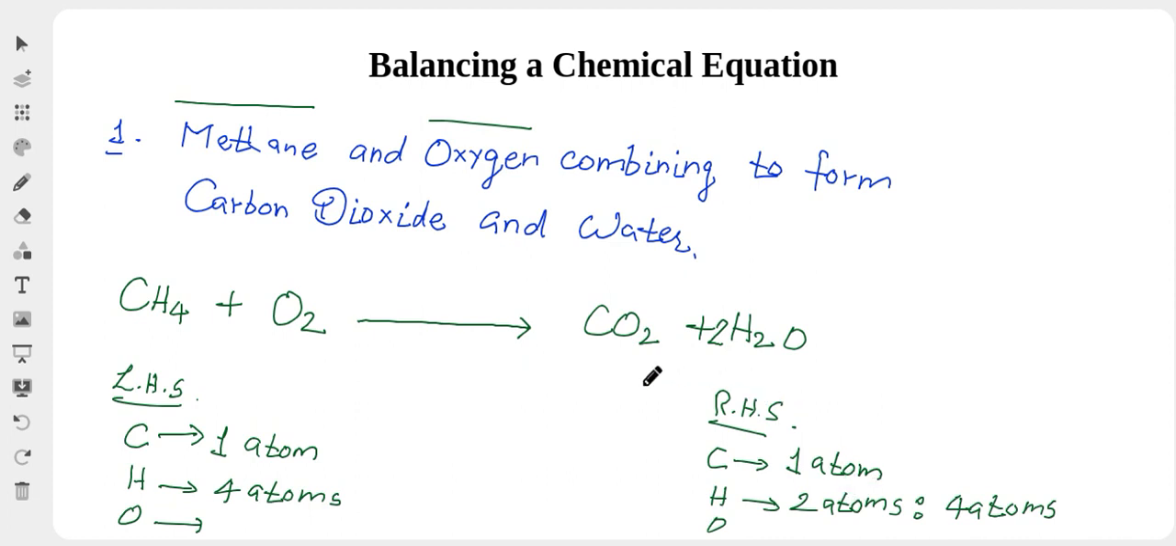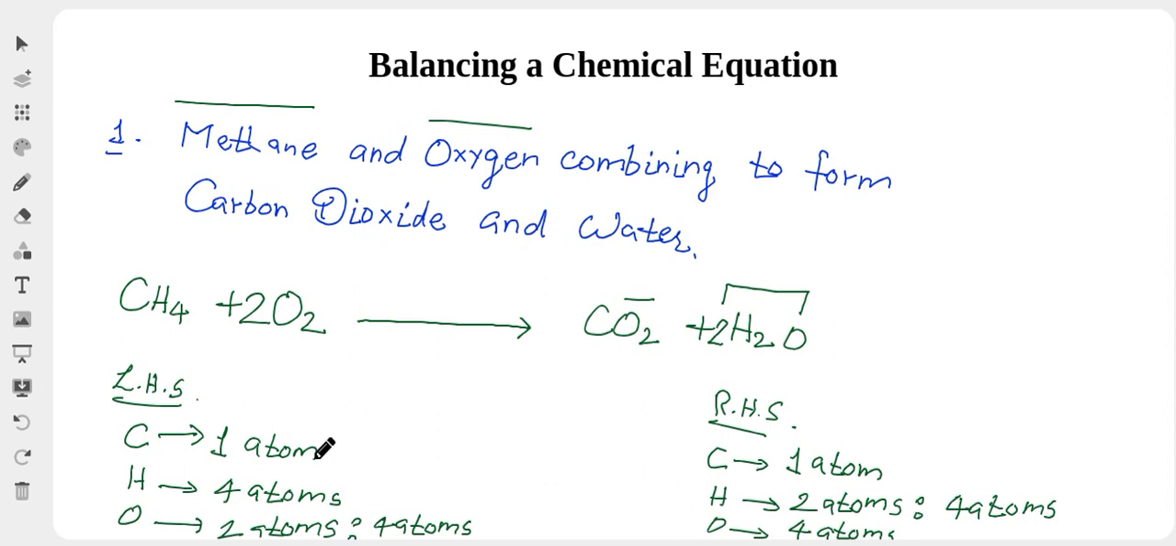Now how many oxygens do we have? We have 2 atoms of oxygen here. And what about the other side? We have 2 atoms of oxygen here and 2 atoms of oxygen here, so 2 plus 2 is 4 atoms. So look at this, these are also unbalanced. To make these oxygen atoms 4 on the LHS, I am going to multiply this by 2, as you can see. So this will also become 4 atoms. This is how I am going to balance the chemical equation.